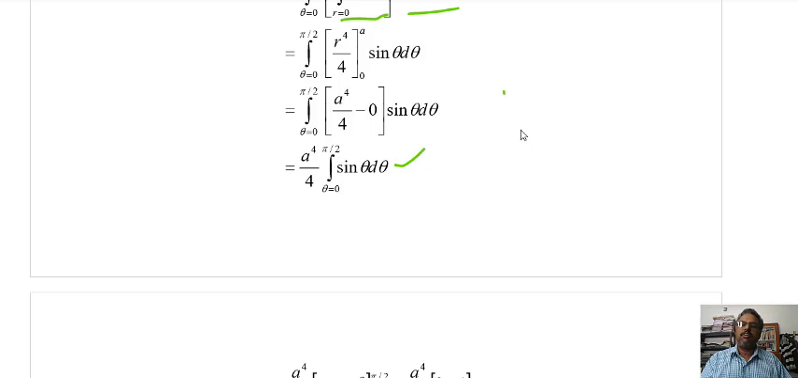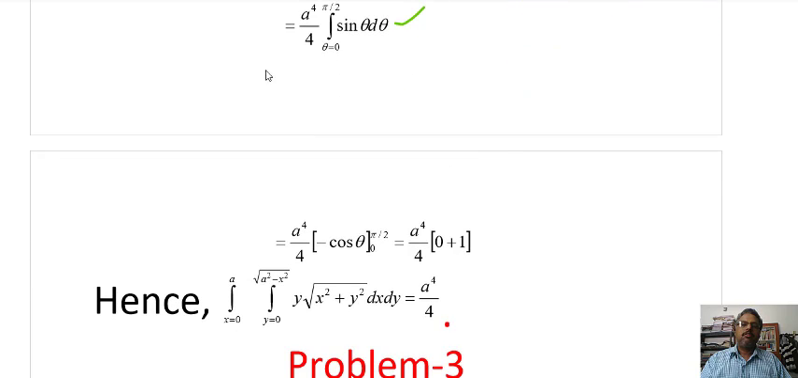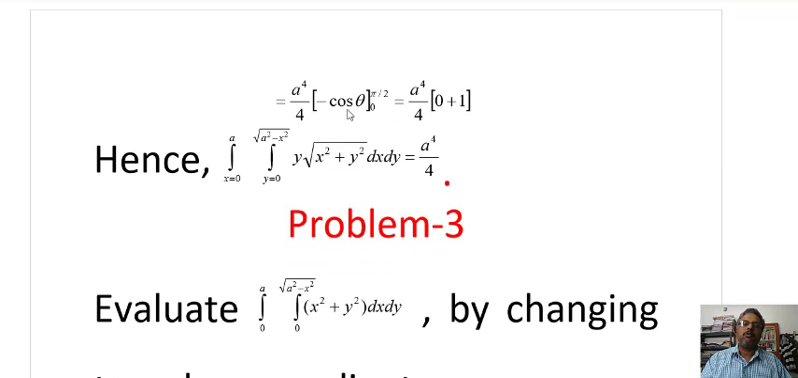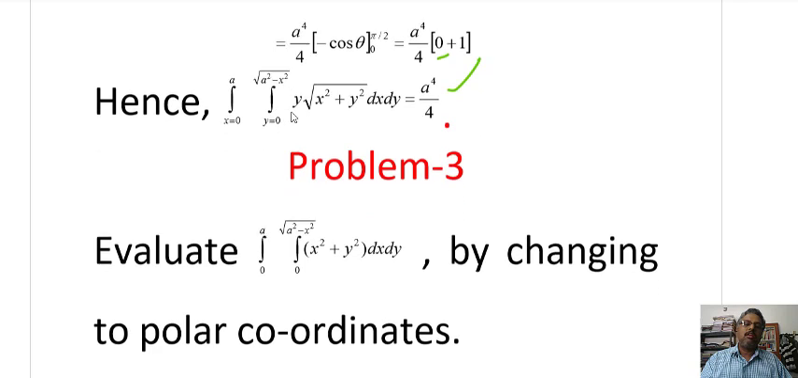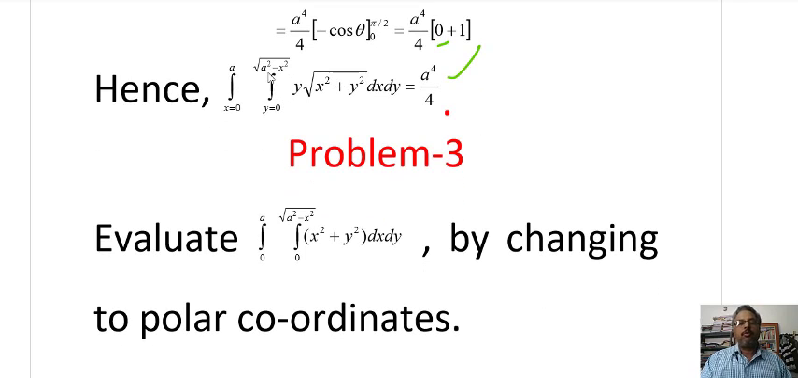The integration of sin theta is minus cos theta. Now a power 4 by 4 times minus cos theta with limits 0 to pi by 2. Put theta equals pi by 2: cos 90 is 0, so the first term is 0. Now minus, or rather minus times minus, if you put theta equals 0, cos 0 is 1. So 0 plus 1 is 1, giving a power 4 by 4. So the double integral with x from 0 to a, y from 0 to root over a square minus x square, of root over x square plus y square dx dy equals a power 4 by 4.